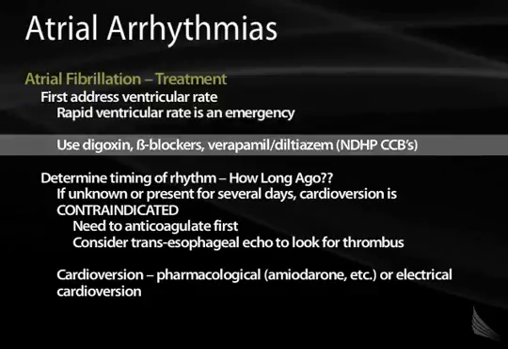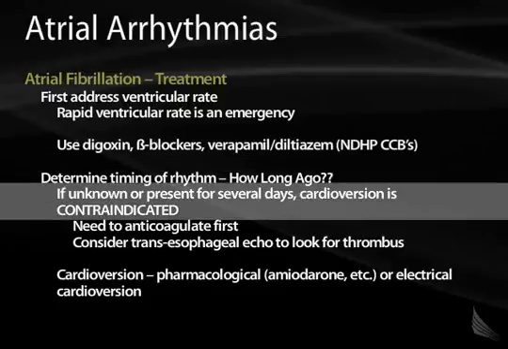Generally, we use digoxin, beta blockers, or a non-dihydropyridine calcium channel blocker, such as verapamil or diltiazem, to slow down the atrioventricular node. This causes a decrease in the ventricular response rate. Once you have the rate controlled, you should think about rhythm control.